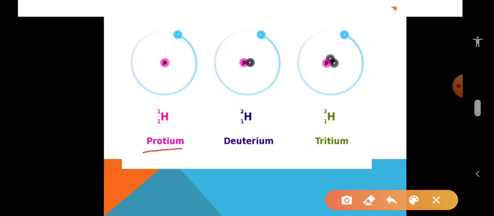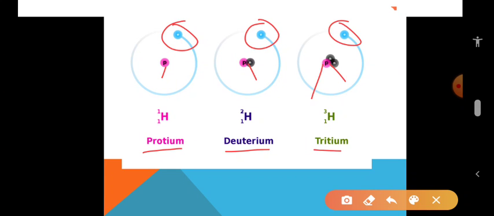First let us take protium. Here there is no neutron, only one proton is there. Deuterium, here one neutron is there, one proton is there. Tritium, two neutrons are there, one proton is there. But if you see the number of electrons, one electron, one electron, one electron. Electron is the same. And proton is also the same: one proton, one proton, one proton. But what is varying? Neutrons are varying. Here no neutron, here one neutron, here two neutrons.